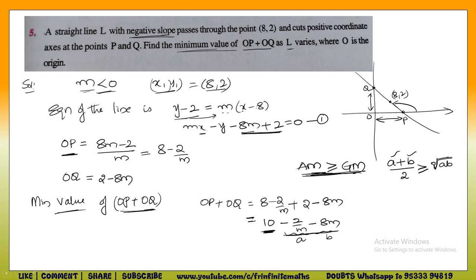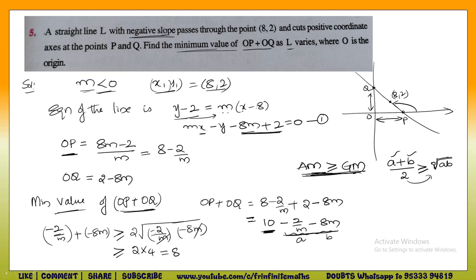Since minus 2 by m is a positive term, we can apply the AM-GM inequality, right? So minus 2 by m plus minus 8m is greater than or equal to, if I transpose the 2, 2 into the square root of minus 2 by m into minus 8m. Clearly here m gets cancelled. Now minus 2 into minus 8 is plus 16. When I take 16 out of the square root, this becomes 2 into 4, which is equal to 8. So this particular value's minimum value is 8.